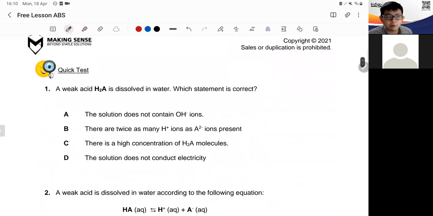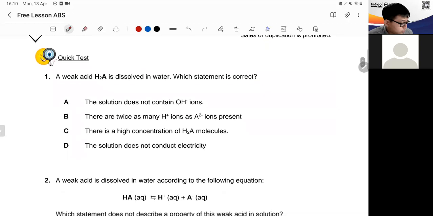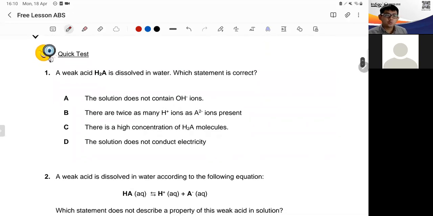Some more questions. Feel free to pause the video. Let's move on. A weak acid H2A is dissolved in water. Which statement is correct? It is weak and it is dibasic. Can you see this part here? It probably tells you that it is dibasic.